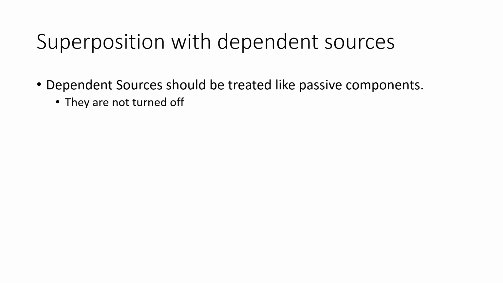Right. So the next thing we will look at is superposition with dependent sources. We did an example with only independent sources so far, current sources and voltage sources. Now we're going to look at what would happen if we have dependent sources. Dependent sources should be treated just like passive components, so we don't turn them off at all. We still only turn off the independent sources.